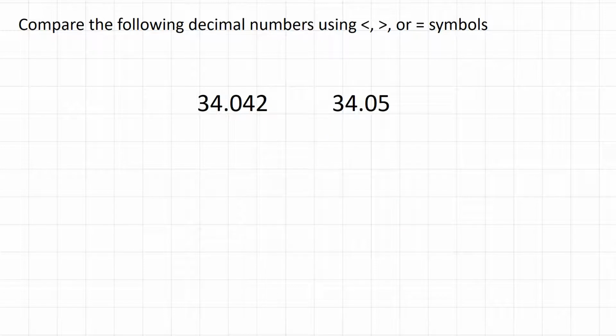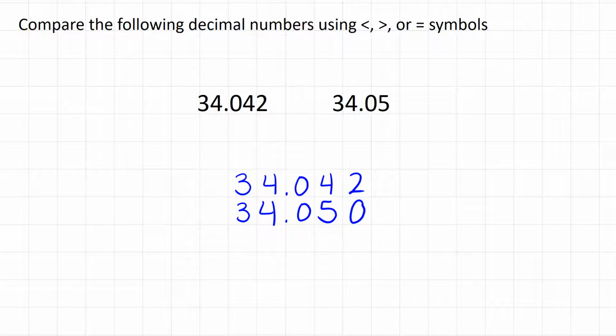Okay, so once again, we're comparing two decimal numbers using the less than, greater than, or equal to symbol. The first step is I'm going to rewrite the decimal numbers lined up. So 34 and 42 thousandths and 34 and 5 hundredths. I see that I have an extra place value in the top number, so I'm just going to add a 0 to even them out.